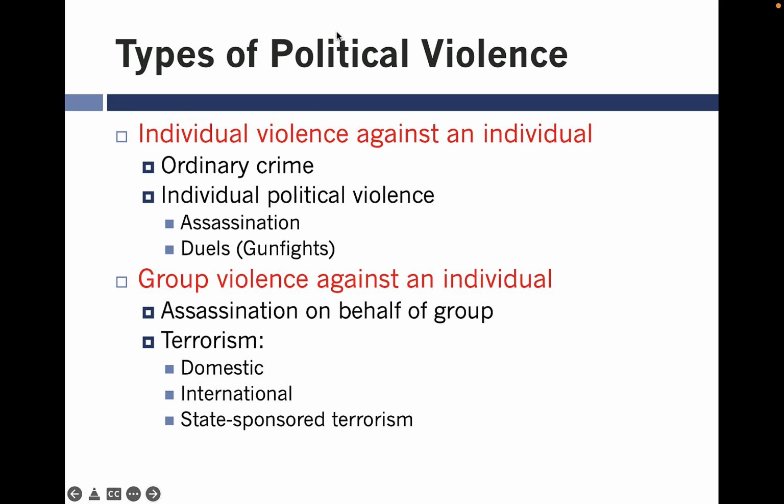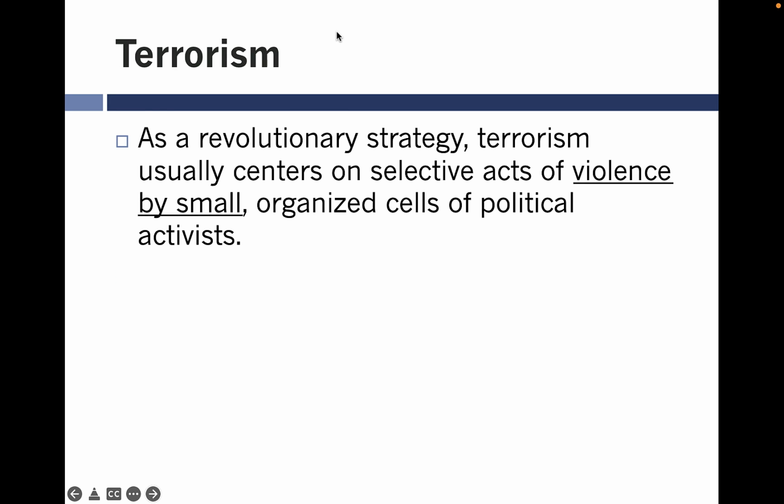Then we have group violence against an individual, assassination on behalf of a group, and terrorism, whether it's domestic, international, or where a country sponsors terrorism, which we've seen in the past.